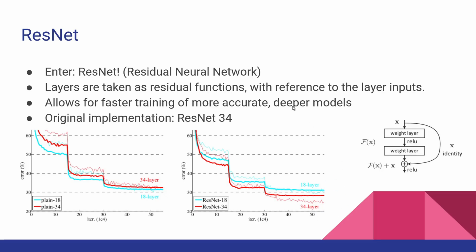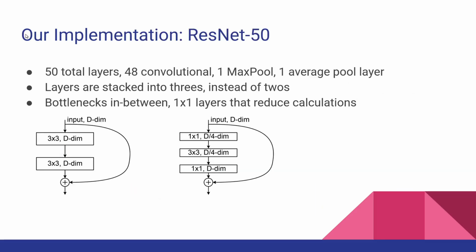The original implementation in the paper was ResNet 34. However, in our implementation, we chose to do ResNet 50. There are 50 total layers: 48 convolutional layers, 1 max pool, and 1 average pool layer. Layers are stacked in sets of 3s instead of 2s, and there are bottlenecks in between, which are these little 1 by 1 layers that help produce the matrix calculations that we need to perform. So here we see the ResNet structure with the 1 by 1, the 3 by 3, and the 1 by 1.